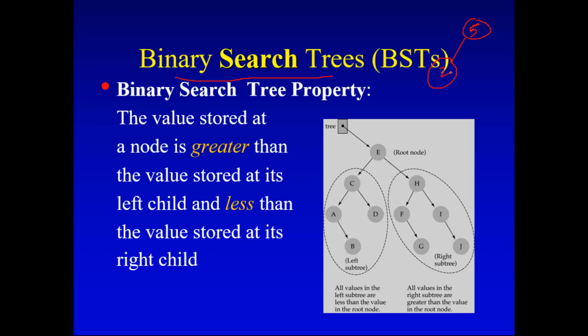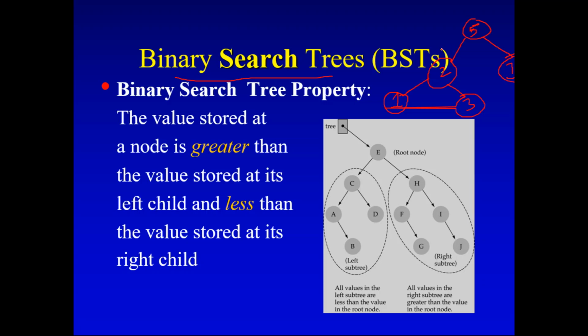This may be 2, okay? But the right subtree of a given node will have a value which is greater than the key value of that particular node, so this may be 7. Similarly, if you take this 2, its left child will have a value lesser than that, maybe 1, but its right child may have a value greater than that, so 3.